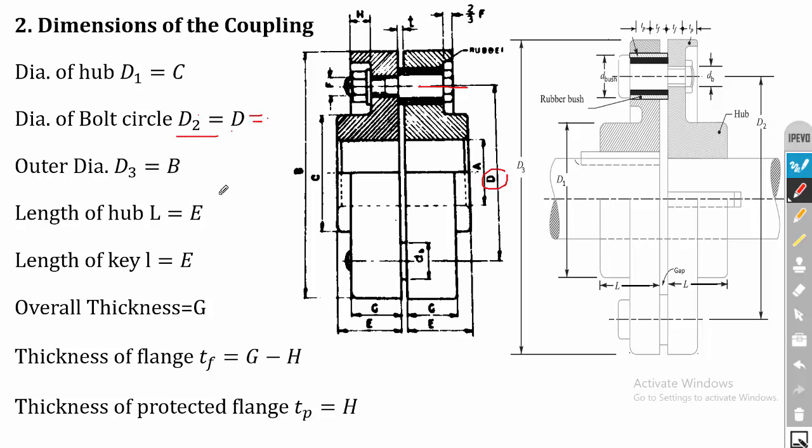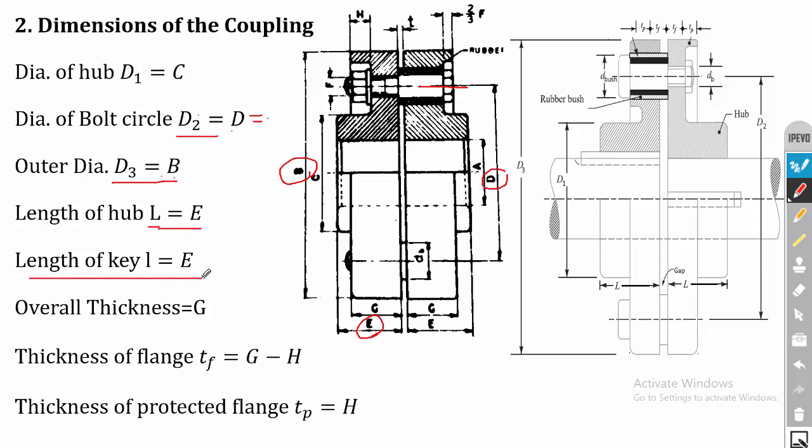Then the outer diameter D3 is equal to, you can see the outer diameter here is specified as B. So this image is on page number 7.104 of the data book. You can refer to that. So the outer diameter is given as B. Then the length of the hub. The length of the hub L, here it is specified as E. So the length of the hub L is equal to E.